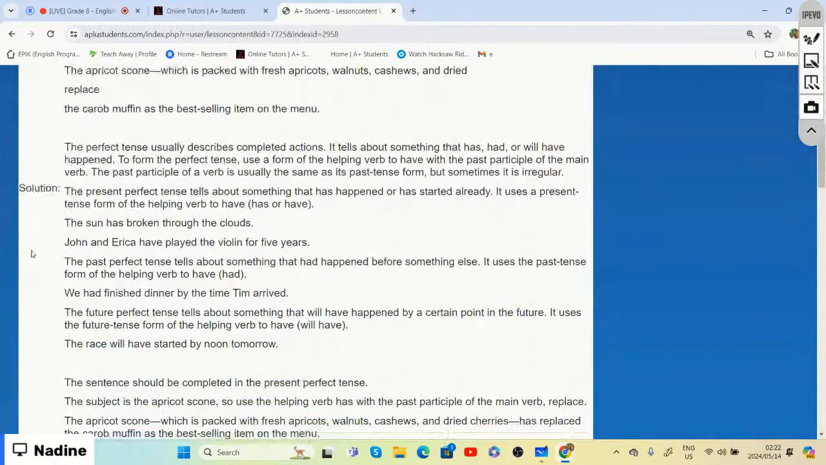And we said with perfect verb tense, it usually describes completed action, and it tells us something that has, had, or will have happened. To form the perfect verb tense, we use the helping verb to have with the past participle of the main verb. The past participle of the main verb is usually the same as the past tense form, but sometimes it is irregular.